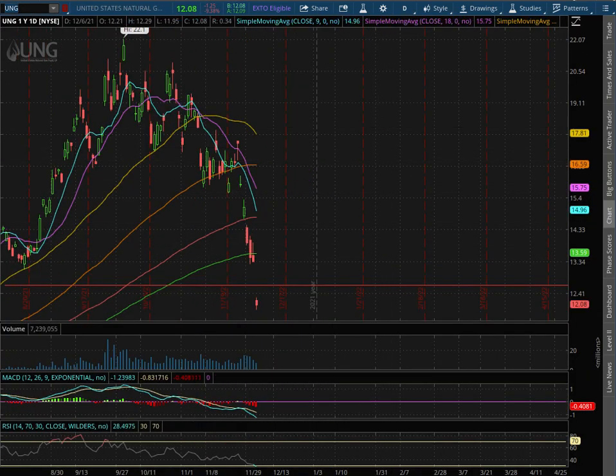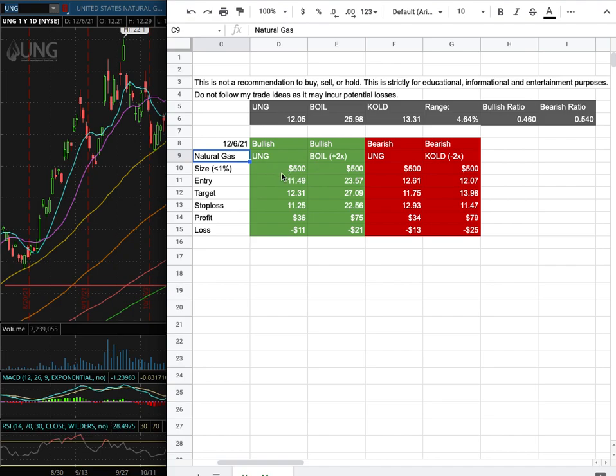As with the trade idea, I'll be trading UNG. My position size for it is less than 1% of my portfolio. My long entry is at $11.49. My sell target is at $12.31. My stop loss is at $11.25.